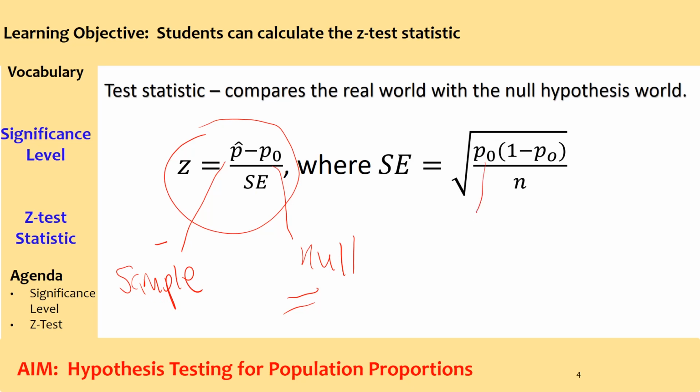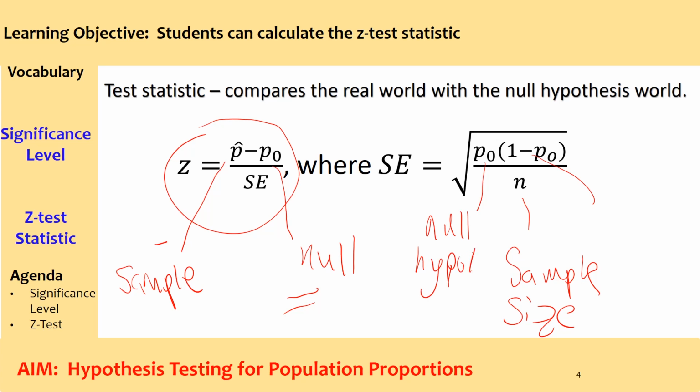And SE is over here. It's when we take our null hypothesis and do 1 minus it, we remember this from last unit, and divide it by the sample size. This is our null hypothesis number. Okay. So we're going to do a problem right now.